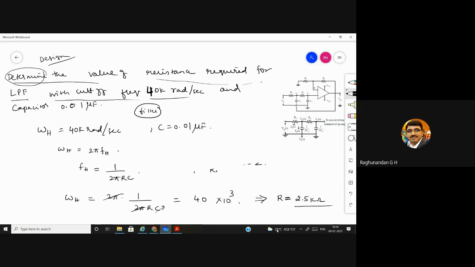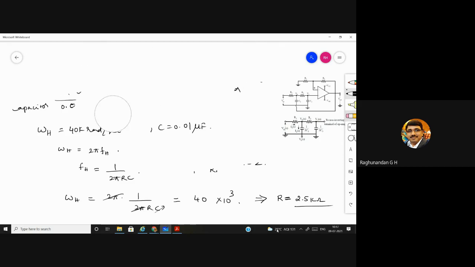The application of the low pass filter is with respect to, as you know, audio filters, audio amplifiers to limit the frequency or to remove the noise. It is also used in speakers, equalizers, where we will be tuning the sound to reduce the high frequencies. So in those places, we'll be using low pass filters.